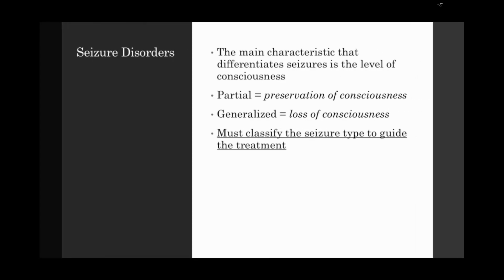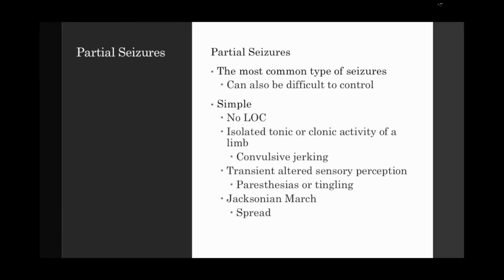So the main characteristic is the level of consciousness in these patients. A partial seizure will have some preservation of consciousness still. They're not going to be totally passed out or out of it. They'll just be altered. In generalized seizure, they're always going to have loss of consciousness. Okay? And you have to classify the seizure to guide the treatment. Most of them are going to be the same: Keppra, Dilantin, valproic acid. Some of them, the petit mal ones, have different ones you want to use. That's really the only difference.